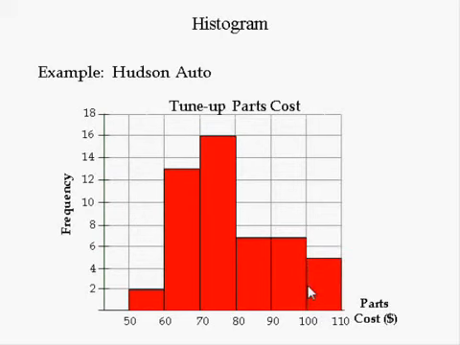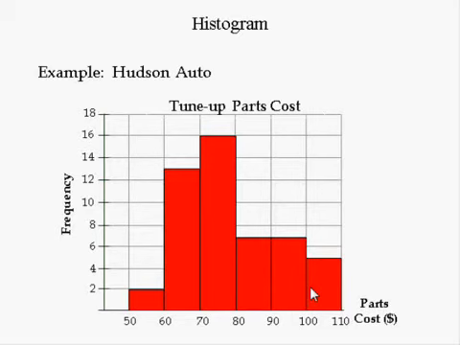The total area of the red bars is 50. If this were a percent frequency histogram, the red bars would have an area equal to 100%. If this were a relative frequency histogram, the red bars would have an area equal to 1. Now the histogram estimates a true distribution of tune-up parts cost. In most cases, we won't know the true distribution of this variable. The area under the true distribution is equal to 1. For the same reason, the bars of a relative frequency histogram have an area equal to 1.